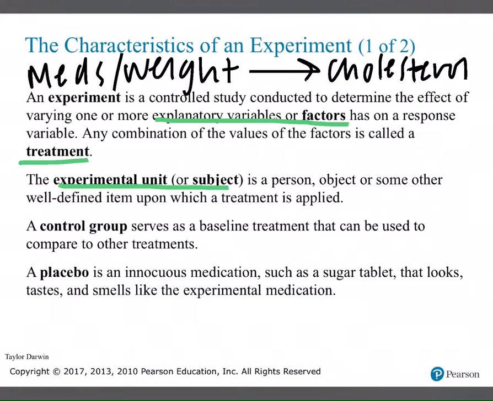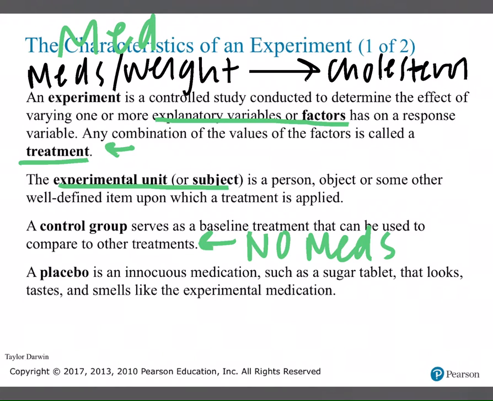Maybe we want to say, if I give you a new med, what effect will it have? That new medication would be the treatment, and you would be the experimental unit because you're the one in the experiment. Then we have a control group, and we say, don't take any meds. We're just going to see what happens, and you're our control group that we use to compare what happens when you don't take medication. And a placebo is basically a fake pill. We're going to give you a fake pill, and you're going to think that you're taking the medication to lower your cholesterol, and we're just going to see what happens.